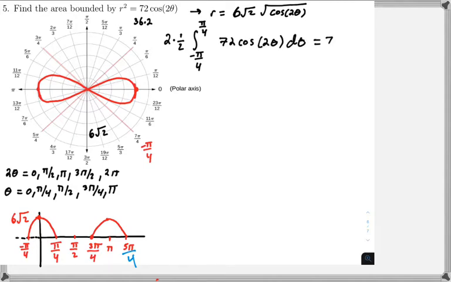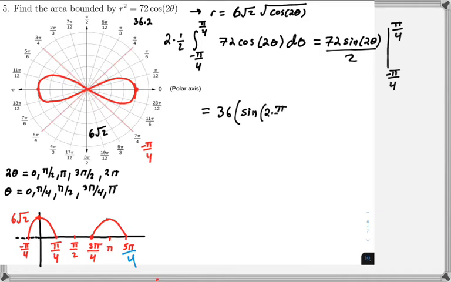d theta. So that's going to be 72, and that's going to be the sine of 2 theta over 2, evaluated from negative pi over 4 to pi over 4, which is going to be equal to 36, the sine of 2 times pi over 4, minus the sine of 2 times negative pi over 4. So that's going to be 36, and that's going to be the sine of pi over 2, which is 1, minus the sine of negative pi over 2, which is negative 1. So we have 36 times the quantity 1 minus negative 1, or 36 times 2, and that's going to be 72.